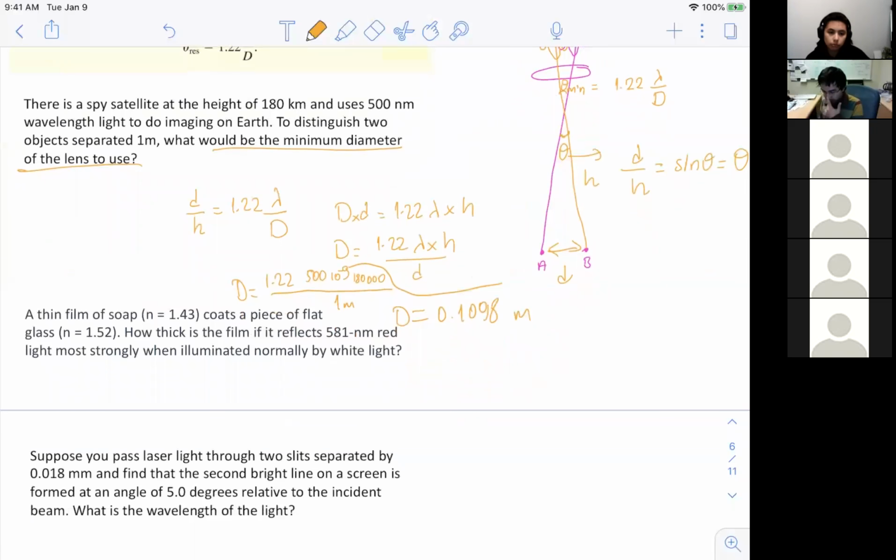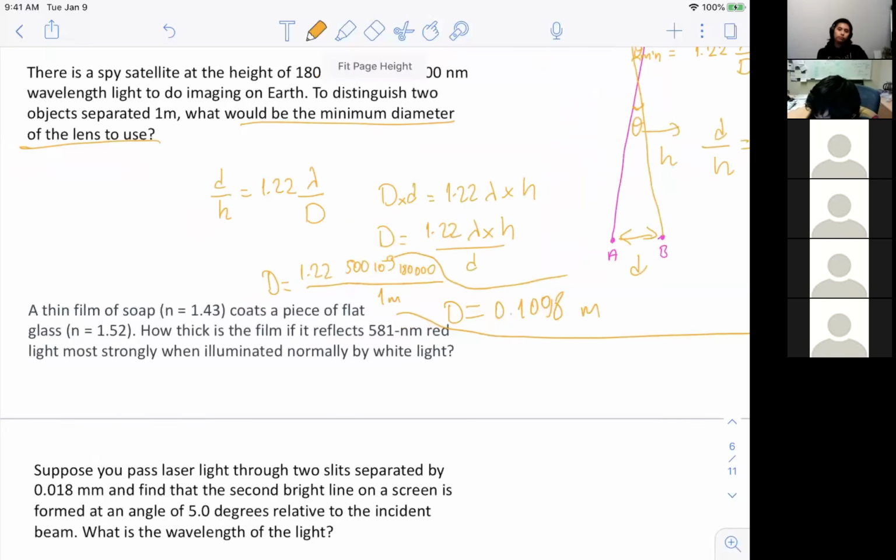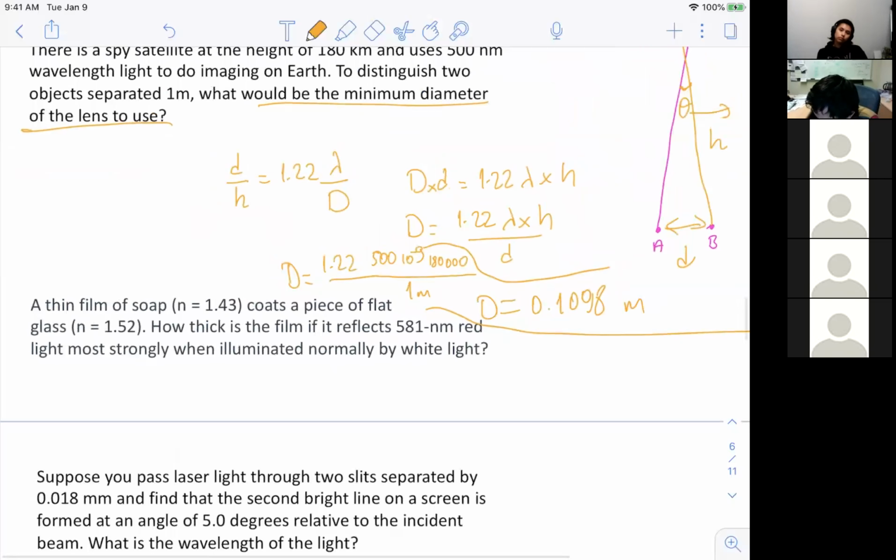Okay, the next question is about thin films. Now you have a thin film of soap coating a flat piece of glass. How thick is the film if it reflects 581 nanometer light most strongly when illuminated with normal white light? So what happens is, because of interference, some of the light will interfere destructively and some will interfere constructively.